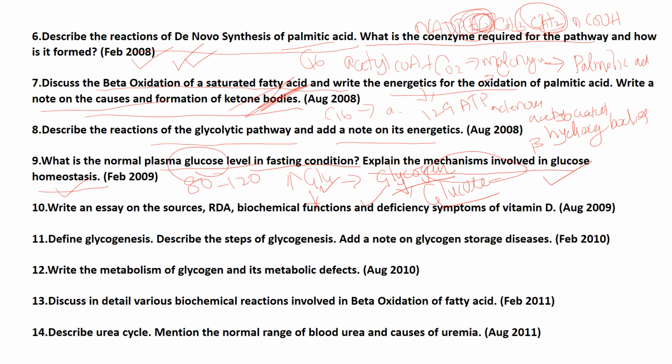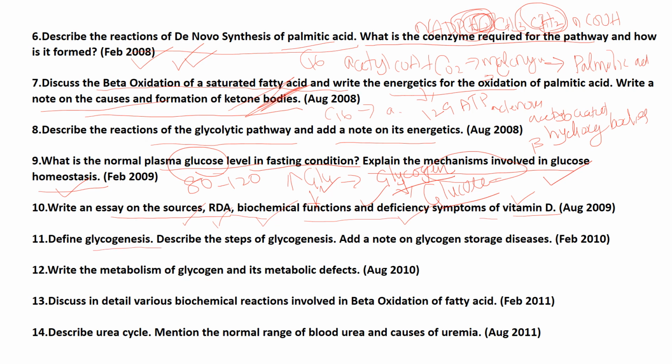And then the 10th question is the essay on the sources, RDA, biochemical function and deficiency symptoms of vitamin D. Whenever we are studying minerals and vitamins, you have to concentrate on this. So write the sources which are rich in vitamin D and how much is required for the adult, the children and the elder people, and what is the main biochemical function of vitamin D, and then deficiency. So these are the direct points you have to study and write for this question.